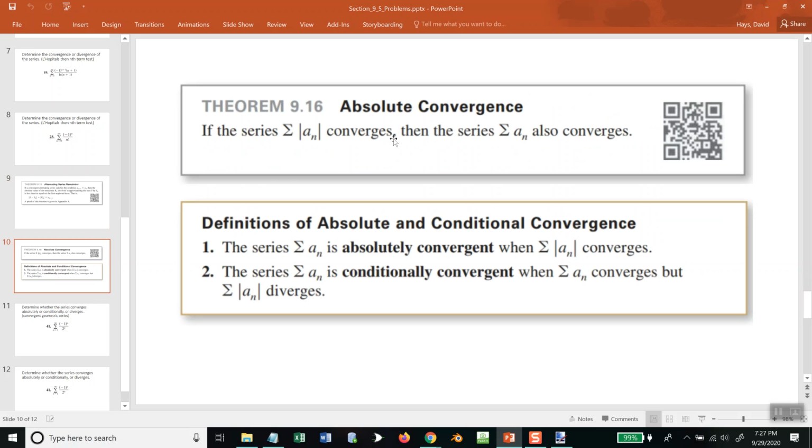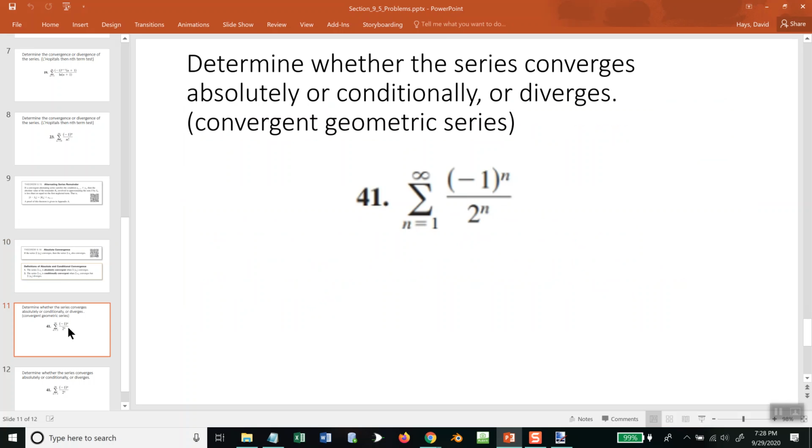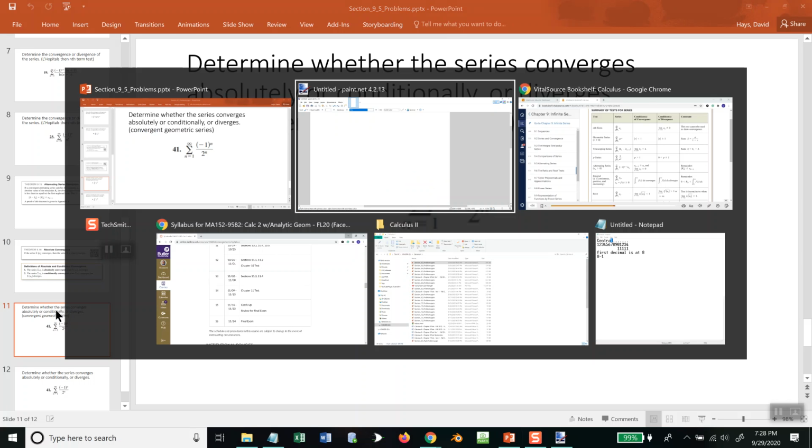Now, theorem 9.16 says if the series, the sum of the absolute value of a sub n converges, then the series, the summation of a sub n also converges. And definitions of absolute and conditional convergence. The series summation of a sub n is absolutely convergent when the summation of the absolute value of a sub n converges. And the series, the summation of a sub n is conditionally convergent when the summation of a sub n converges, but the summation of the absolute value of a sub n diverges. What in the world does that mean? Let's take a look at this one.